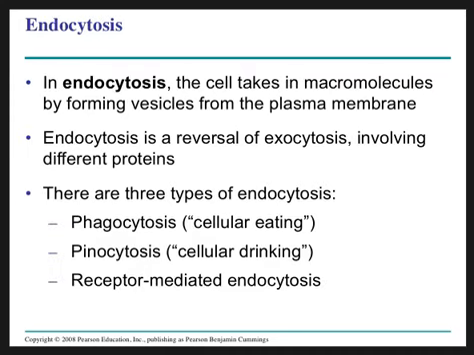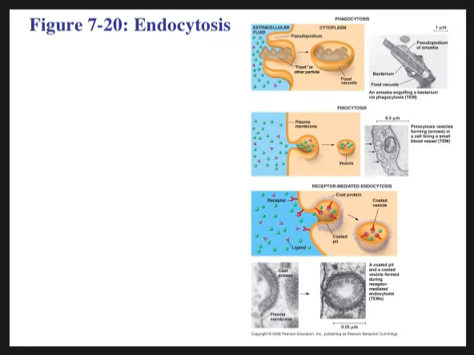Endocytosis is when I take something into the cell. Endo, in, cyto, cell. The process of bringing something into the cell. Endocytosis is the reversal or the opposite of exocytosis, and we use different proteins to accomplish it, but it's still a form of active transport. We're going to look at three very specific types: phagocytosis, pinocytosis, and receptor-mediated cytosis.